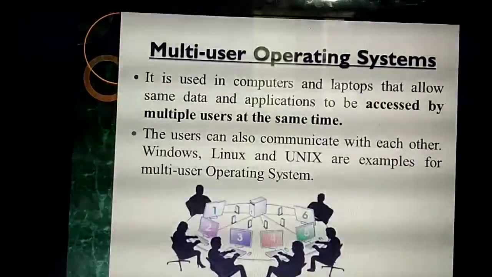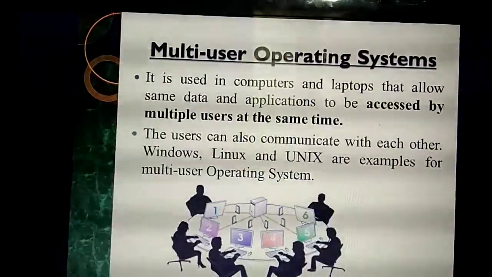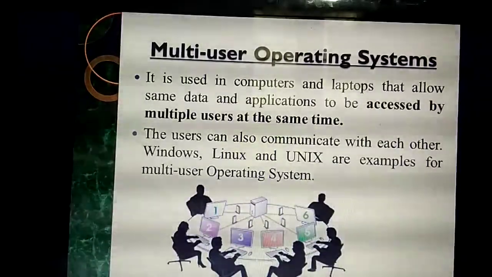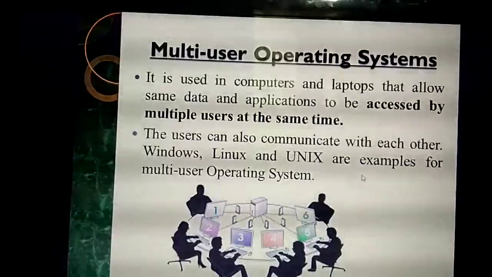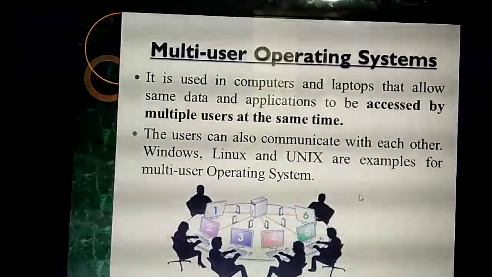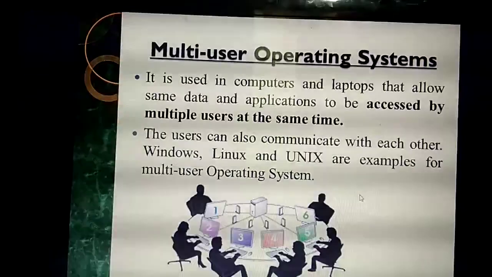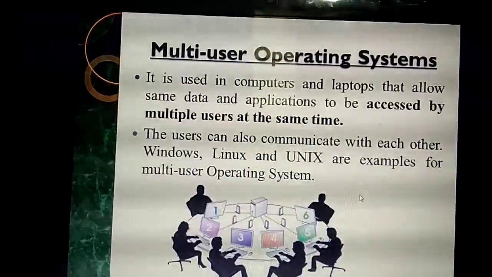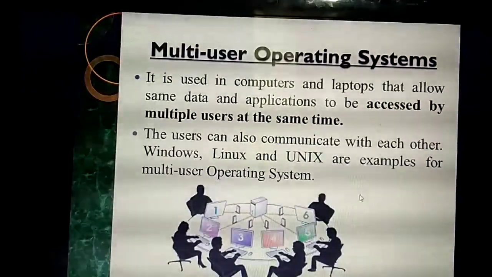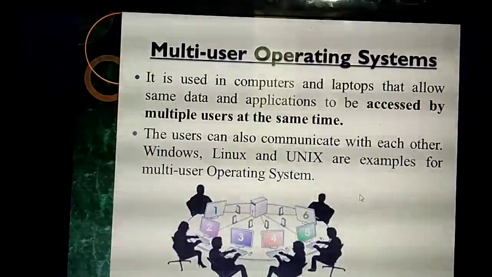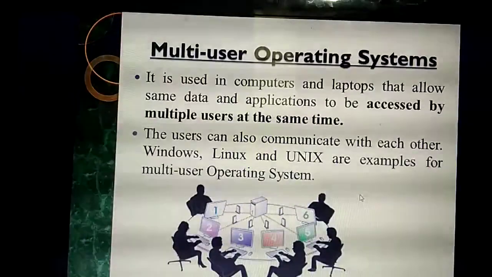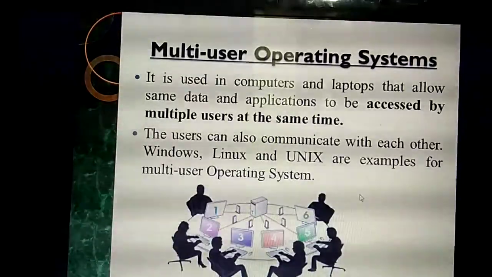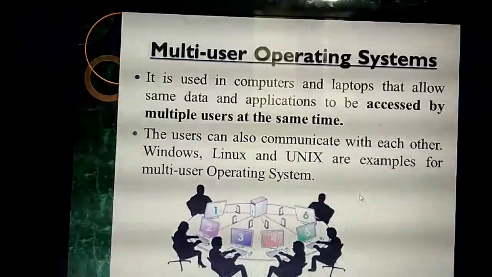Okay. Next one is multi-user operating system. What's the next heading? Multi-user operating system. By seeing this picture itself, you can identify it. What do you mean by single user operating system? Only one user can work, or perform one task at a time. Here, multiple users can work on multiple tasks at the same time. That's the difference between single user and multi-user.